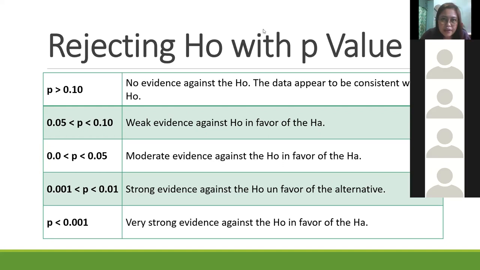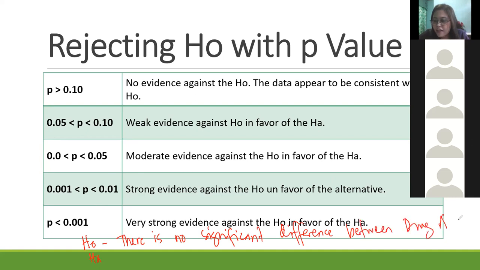So for example, you have two hypotheses, H0 and HA. Sa H0, syempre, in the negative form, there is no significant difference between drug A and drug B. And then ang imong alternative hypothesis, there is a significant difference, I hope you can still read my writing sa screen, between drug A and drug B. So mao na nila ilang difference, di ba?